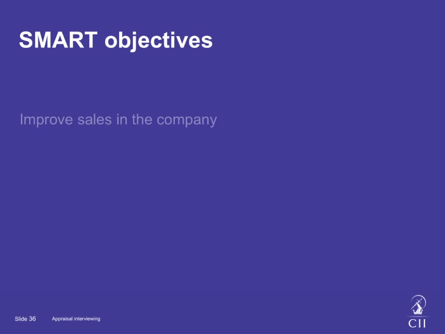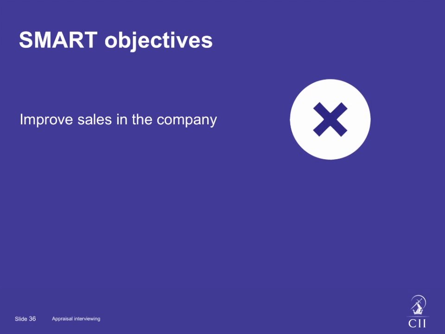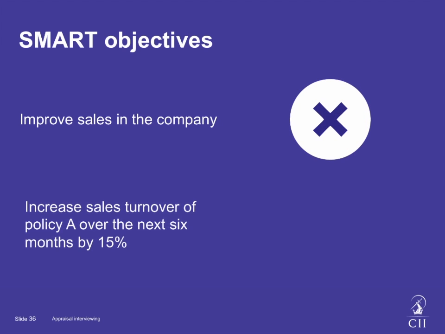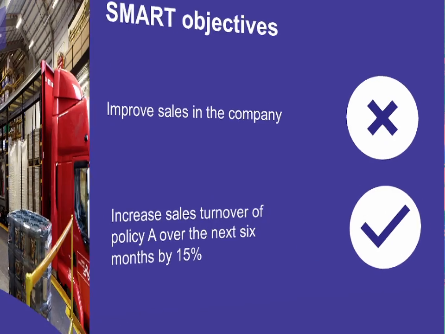Merely stating improved sales in a company is rather vague and a poor objective, but stating increased sales turnover of policy A over the next 6 months by 15% is a little bit better.